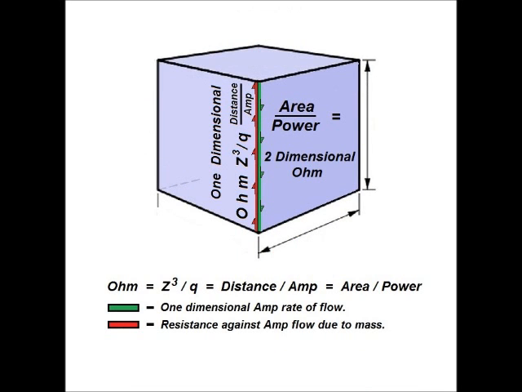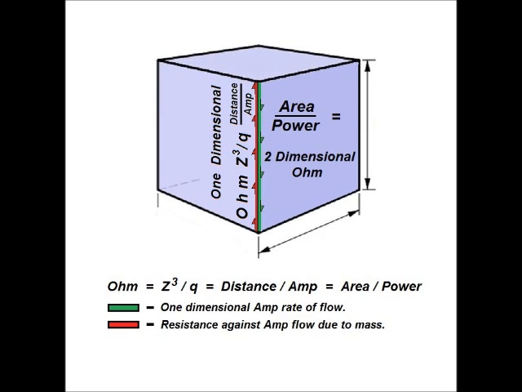Now let's have a look at the ohm, which is known as the resistance to electrical flow. As the electricity is flowing over the entire cube, it's the mass of the cube that is causing the resistance against the flow of those electrons, and the ohm, Z cubed over Q, is equal to distance divided by the amp, or area divided by power.